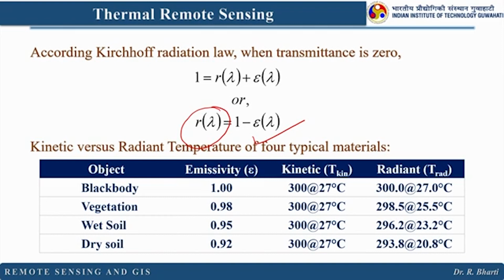The kinetic versus radiant temperature of 4 typical materials is listed here. Black body emissivity is 1, vegetation 0.98, wet soil 0.95, dry soil 0.92. So you can see temperature is not changing, but emissivity is changing. We can easily find out what material it is based on the emissivity, but not based on the temperature. With temperature you can find out the anomalies, right? Hot spots.